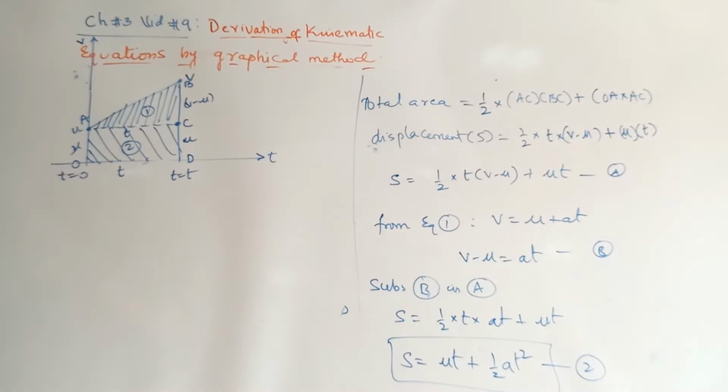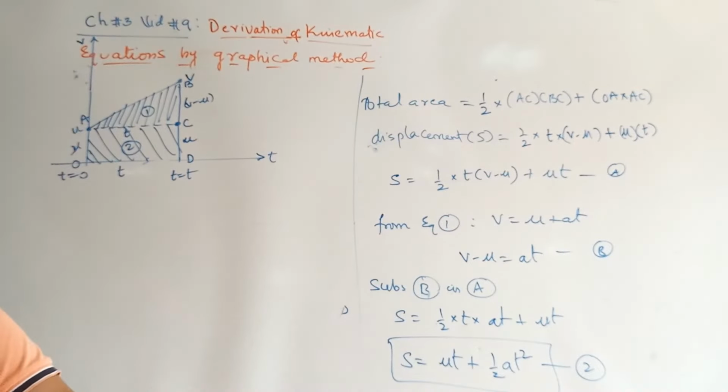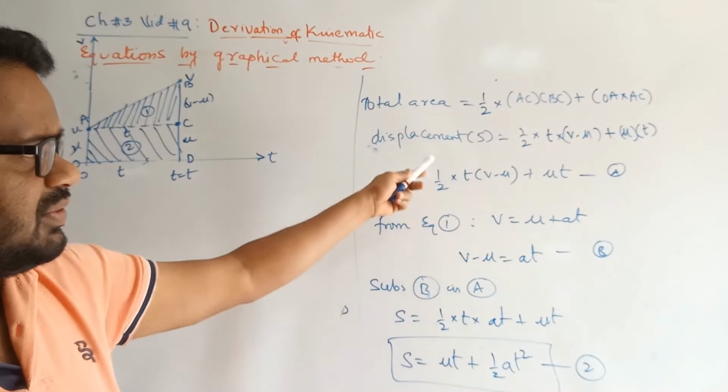Now to find the third equation, we make use of the same equations again in a different form. What is the third equation? V square minus U square is equal to 2AS. You should eliminate the time factor. Now there are various sets of equations I come across here.